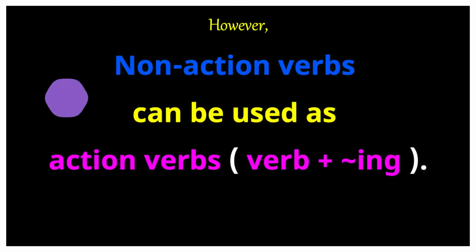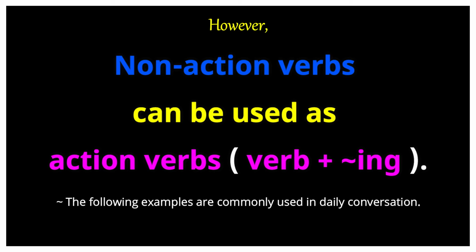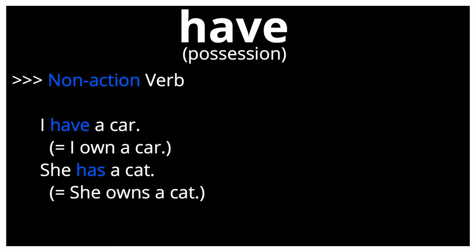And in English, we have verbs that can be both non-action and action. I know it's a little bit confusing, but I'll try to explain it. And the best way to explain it is with examples. So the first, we have the verb have. Have here is the possession of something, to own something. For example, I have a car. I own a car. She has a cat. She owns the cat.